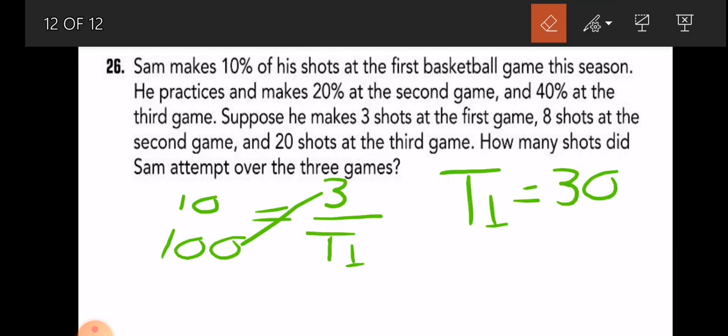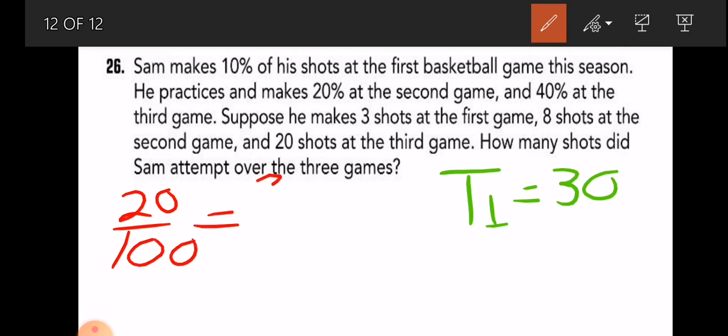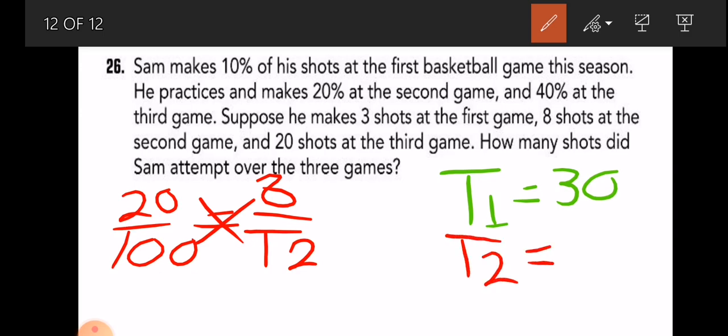Now I need to get total 2 for the second game. It's 20%. How many shots did he get? They are 8. So 8 over total 2. Let's multiply. 8 multiply 100 will give me 800. Then the 800 I will divide by 20. So it will be 40. So total 2 will give me 40.